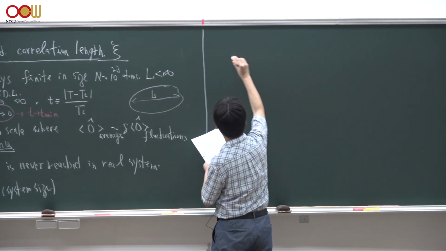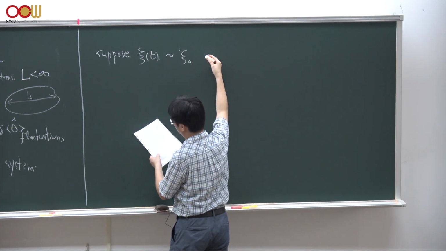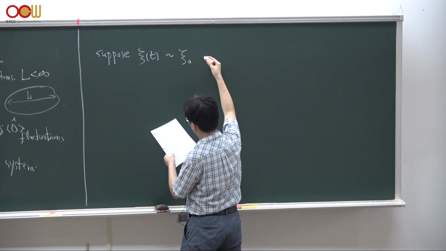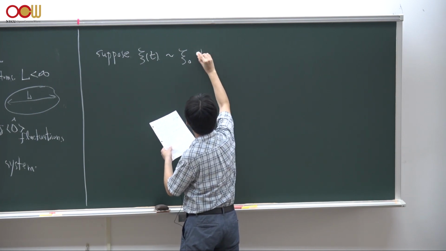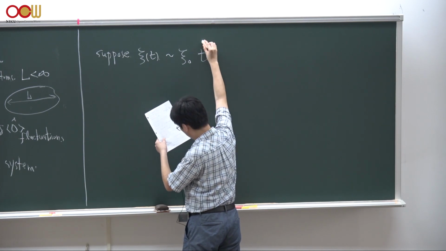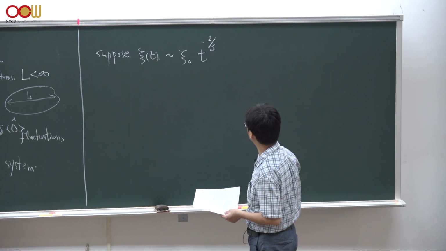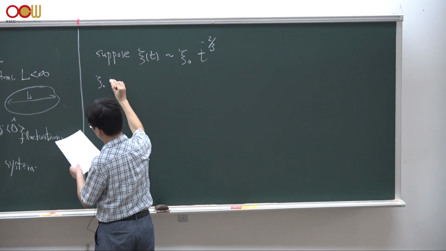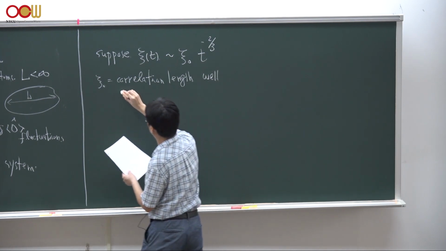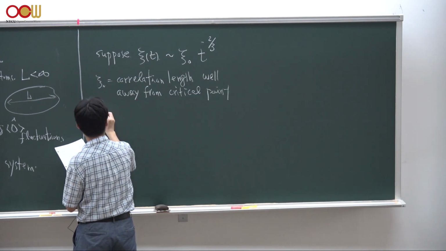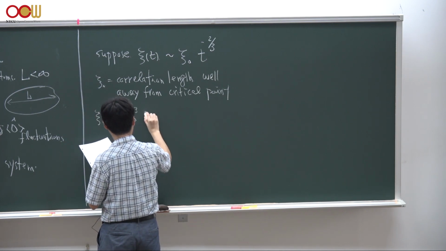Suppose that the correlation length as a function of the little t goes like this: prefactor ξ0, which is a correlation length where the system is well away from the critical point, times this little t to some power, which shows some divergent power, say minus 2/3. And this ξ0 is a correlation length when the system is well away from the critical point. For example, this ξ0 for a superconductor is about 1,000 angstrom.